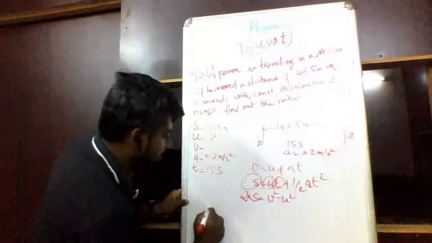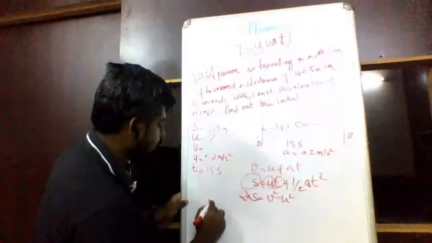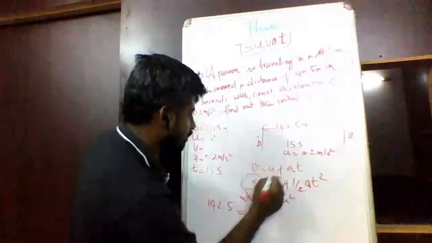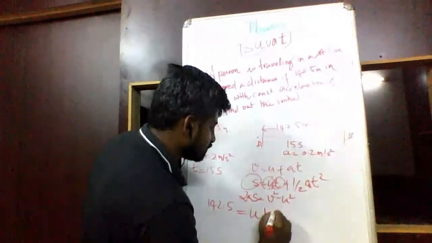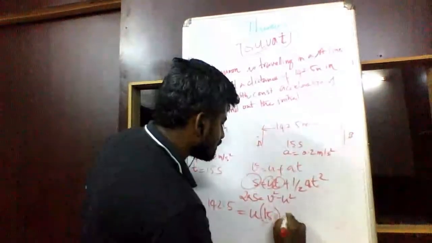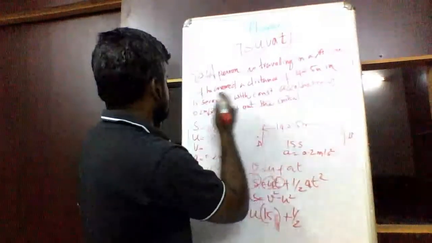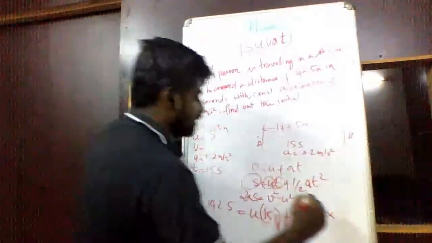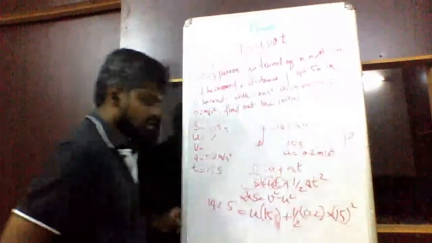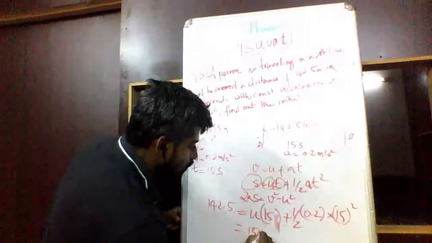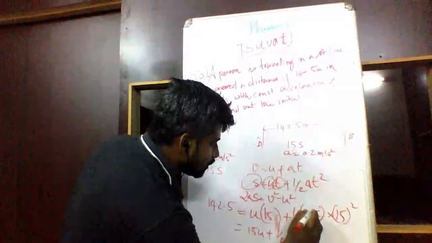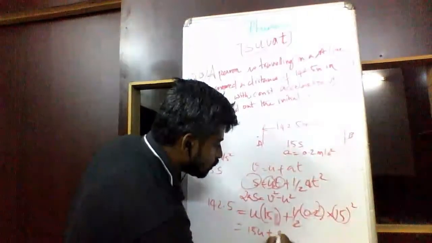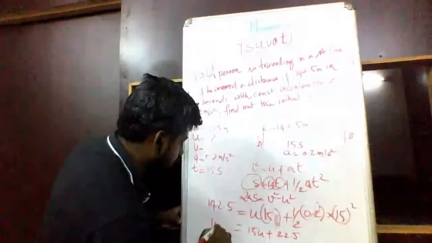So S is equal to, what is S? 142.5 is equal to U, and U only we have to find. What is T? 15 seconds. Plus half, what is A? A is 0.2, AT square. What is T? 15 square. Okay, simple. Now 15U plus half, this will become 0.1 into 15 square, 225. 225 is 22.5. Okay, 142.5.